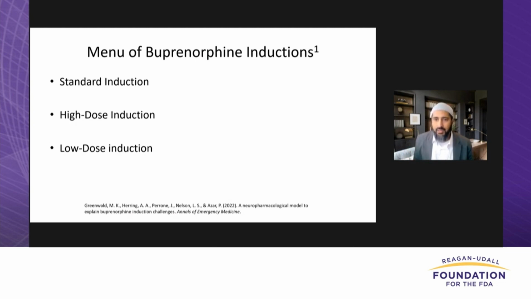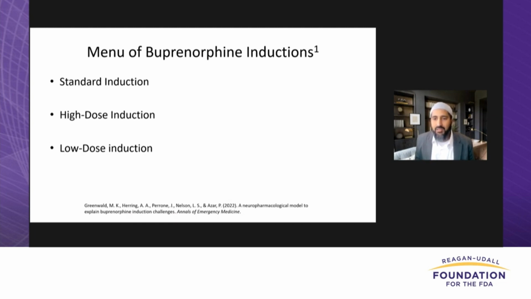The first induction style is standard induction. Guidelines suggest clinicians typically wait for opioid withdrawal to manifest, then administer an initial buprenorphine dose of 2 to 4 milligrams, and wait 1 to 2 hours. If well tolerated, administer additional doses in a stepwise fashion up to 16 milligrams on day 1. Some guidelines recommend up to 8 milligrams on day 1.